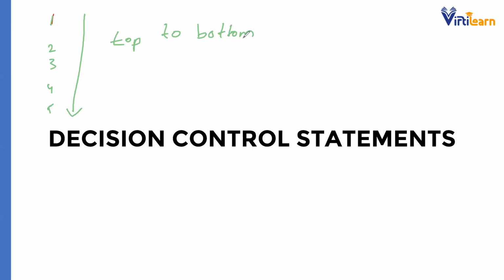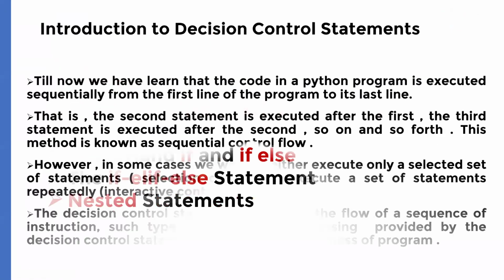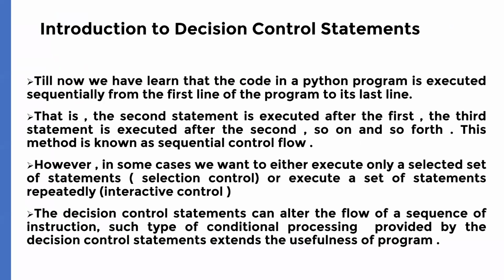Now, in some situations, you want some statements to be executed and some to be skipped. Let me give you a good example. Up to now, we have been executing every statement line by line. But now what do we have to do? We need to make a decision. We need to teach some decision making skills to our machine.